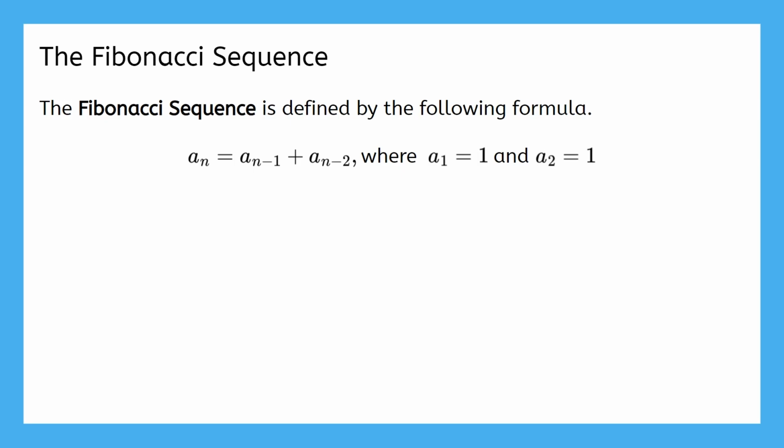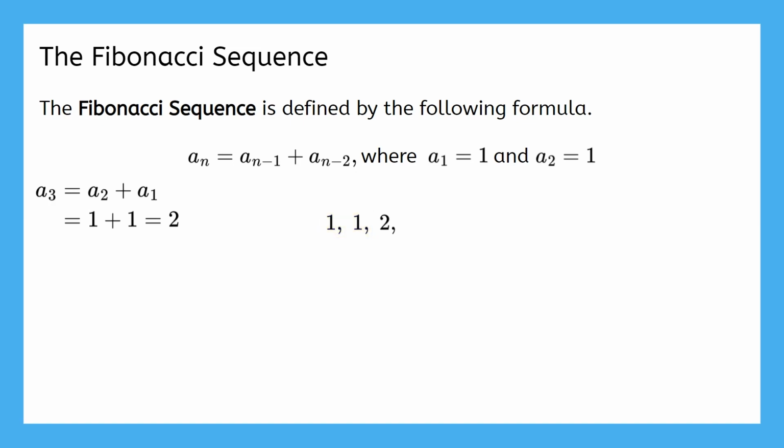According to the formula, a3 must be a2 plus a1. We substitute the appropriate values. Notice that I switched a1 and a2 as that's generally a bit easier with this sequence. We find that a3 equals 2. So here's our sequence so far. Notice that we did 1 plus 1 to get 2.